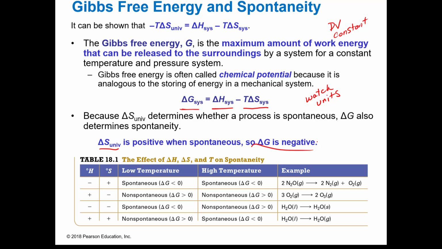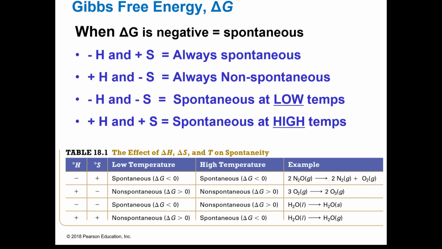So I've got a little table here to kind of show you how this works. On the next slide I've got it blown up for you. All right, so when delta G is negative, it's spontaneous. So that is your key. If you do this calculation and you get a negative delta G, then you know that this is going to be spontaneous.